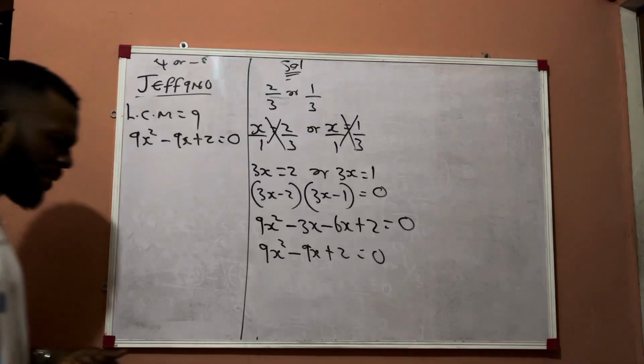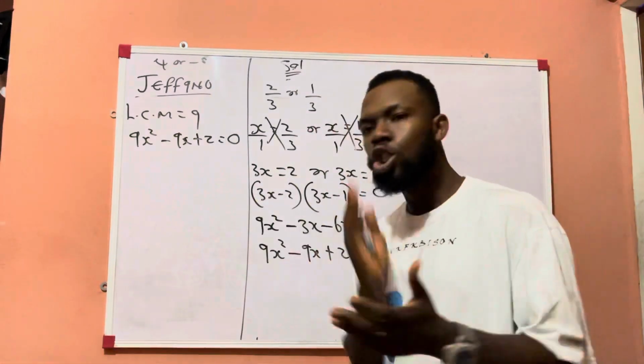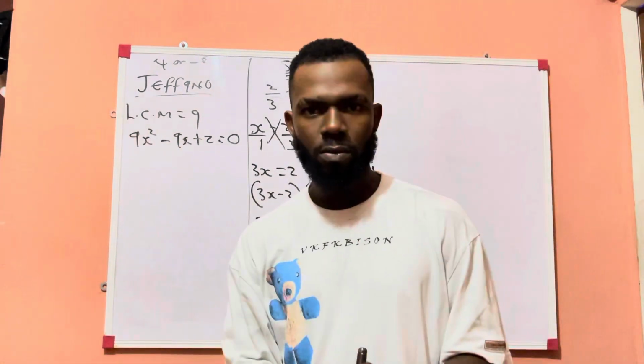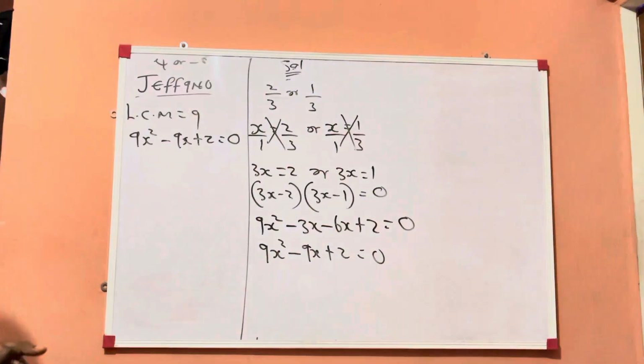So class, what does that mean? It means either you make use of the formula method or you make use of method 2, you will get the same answer. Now without wasting time, let's go to question number 2 and then we'll call it a day.